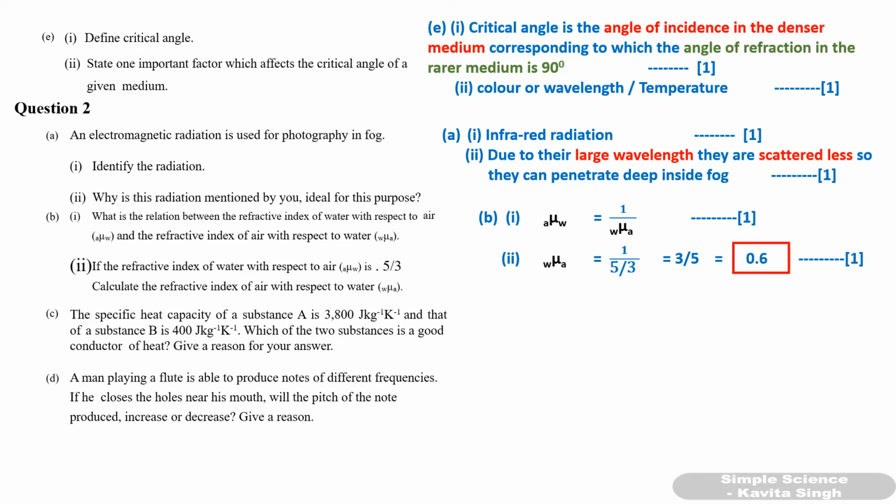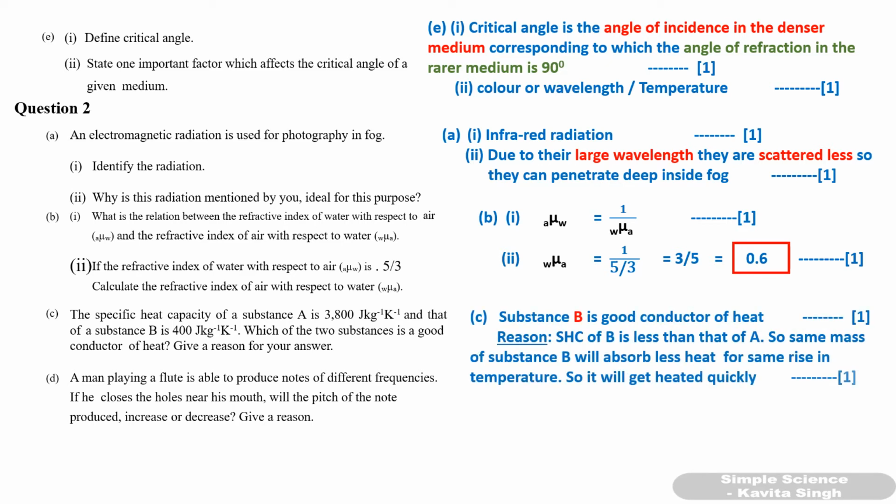Then next question. The specific heat capacity of a substance A is 3800 joule per kg per Kelvin, and that of substance B is 400 joule per kg Kelvin. Which of the two substances is a good conductor of heat? Give reason for your answer. Now the substance which will take less heat for same rise in temperature will be a good conductor. So substance B is a good conductor of heat.